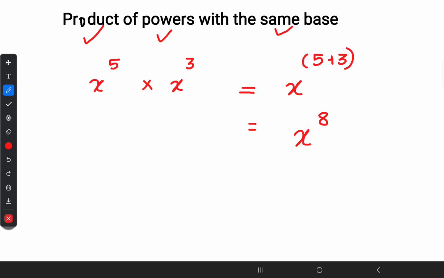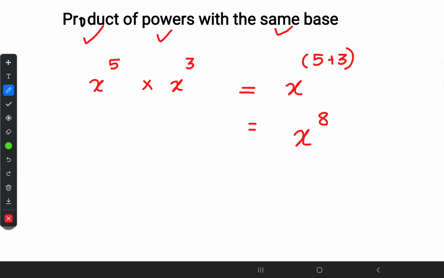Same bases multiplying. So in this case, to find the final resultant answer, write the same base in your answer. If those same bases are multiplying with each other, you should add the powers. Same bases are multiplying with each other, you should add the powers. Same thing applicable for division as well.